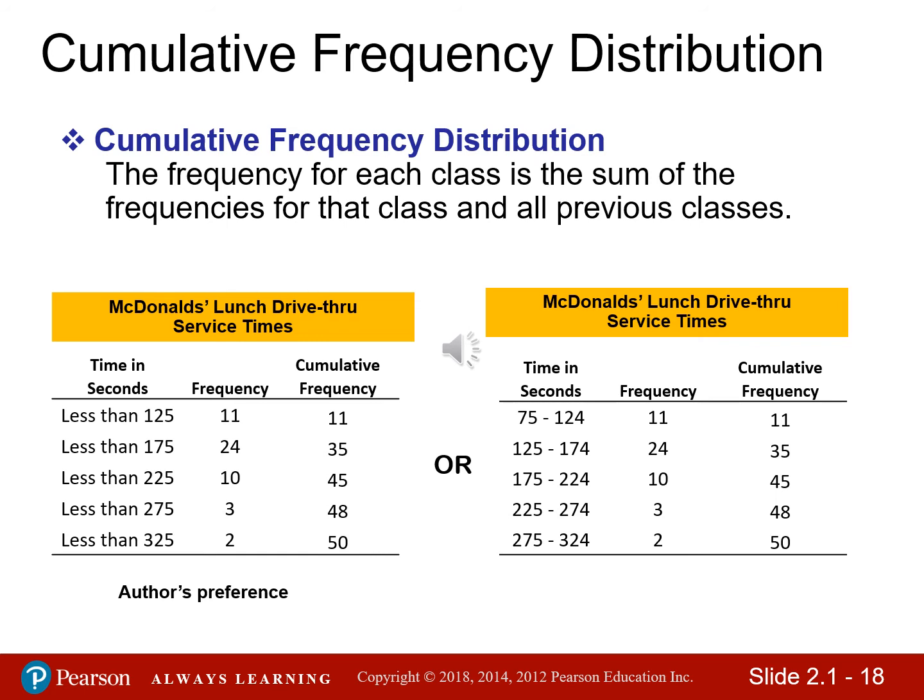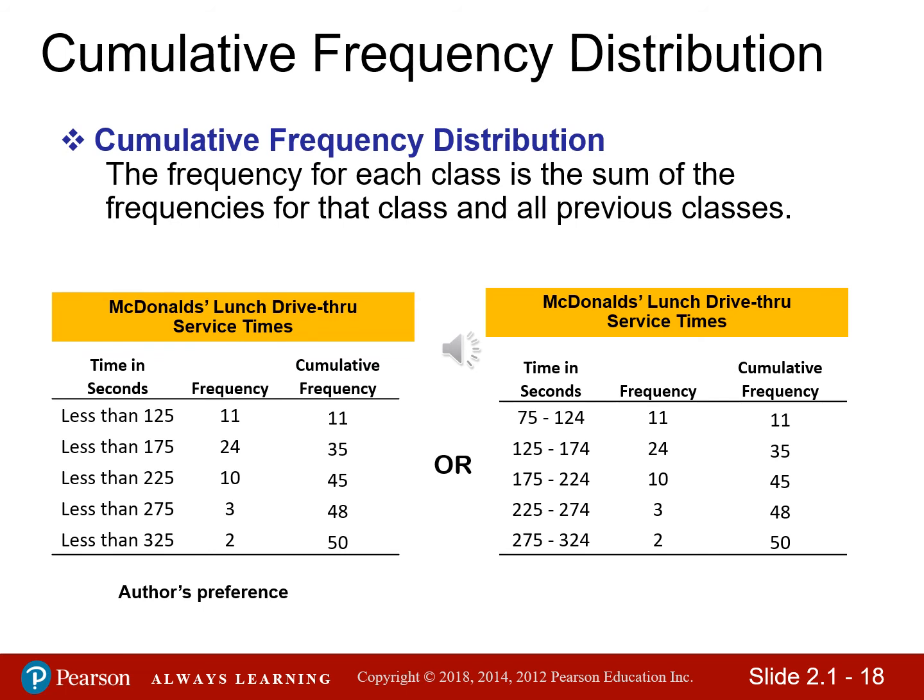So for our McDonald's example, our first class would be all observations that are less than 125 seconds. There were 11, so our cumulative frequency for that one is just 11. For our next class, it's all observations that were less than 175 seconds. This would also include the first class because 125 is less than 175, and so we take the 24 observations and we add the previous 11. So our cumulative frequency is 35. 11 plus 24 is 35.